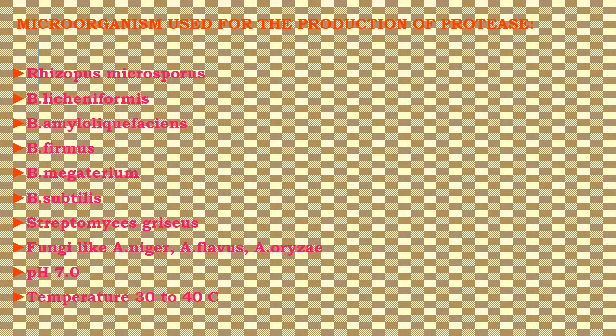We will move on to the production of the protease. In the production of protease, we already know that there are upstream and downstream processing. In upstream processing, we have to be very specific about the raw materials and the microorganism used for the production of our desired product. Then we will frame down the seed fermenter and also the production fermenter, the optimum conditions for each and every microorganism.